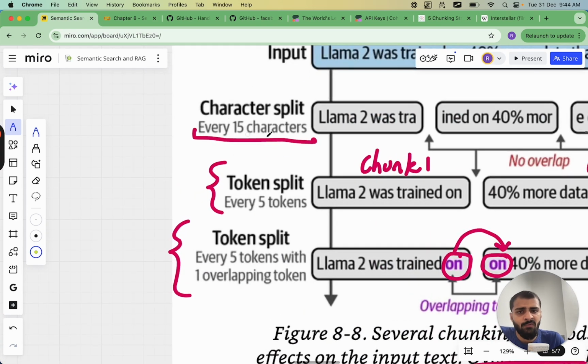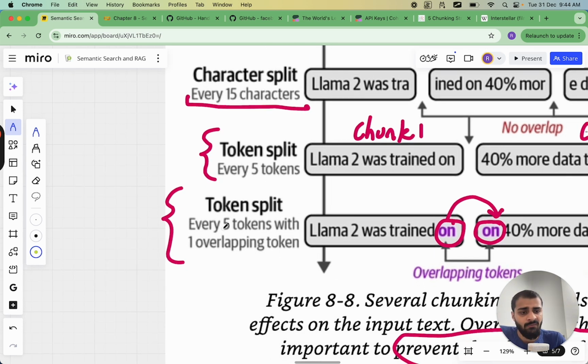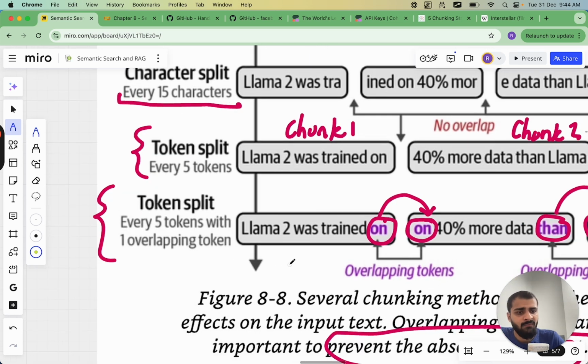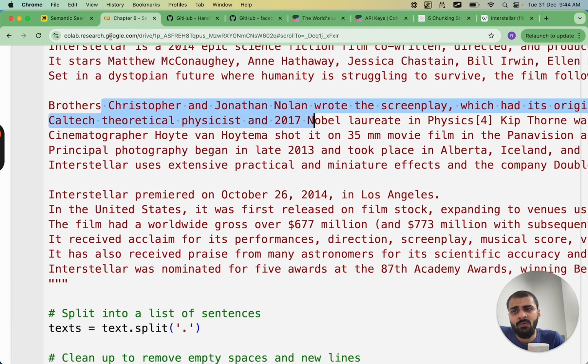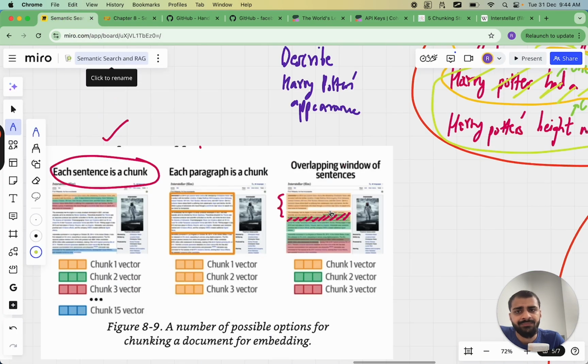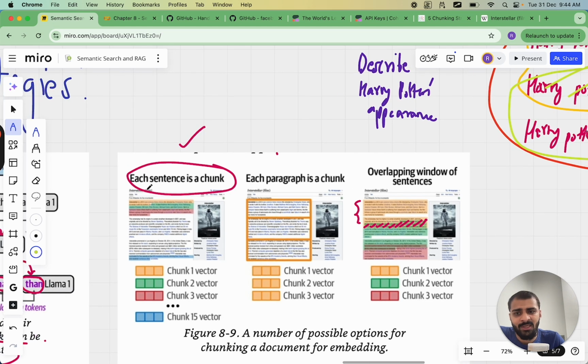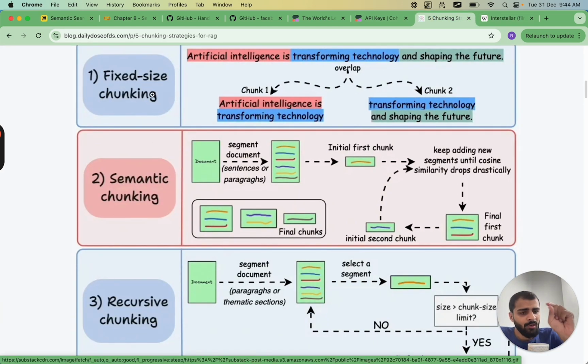If you want to split every 15 characters, if you want to split every 5 tokens, if you want every 5 tokens with one overlapping token, if you want every one sentence to be a chunk, as we did here, if we want sentence level chunking, all of these come under the category of fixed size chunking, where we already decide the chunk length which we want.